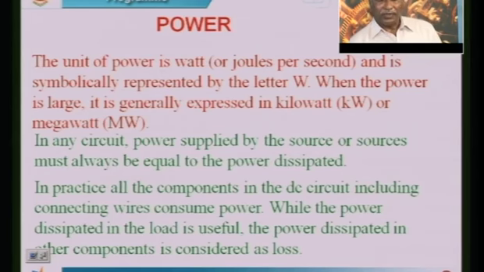In any circuit, power supplied by the source or sources must always be equal to the power dissipated. It is nothing but conservation of energy, where the power supplied must always be equal to the power consumed. In practice, all the components in the DC circuit, including the connecting wires, consume power. While the power dissipated in the load is useful, the power dissipated in the connecting wires or other connected devices is a loss in the circuit.